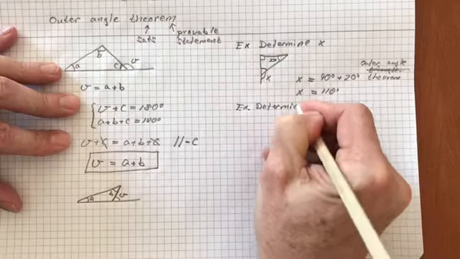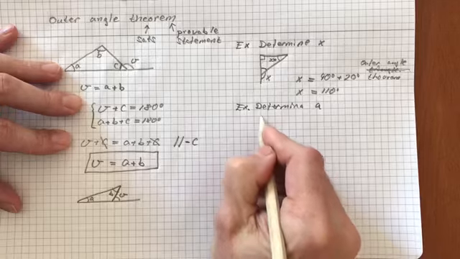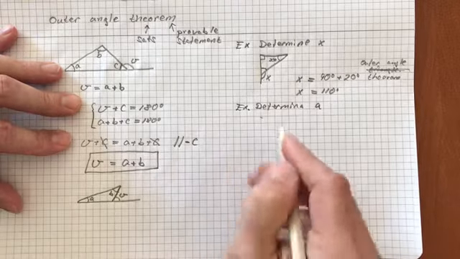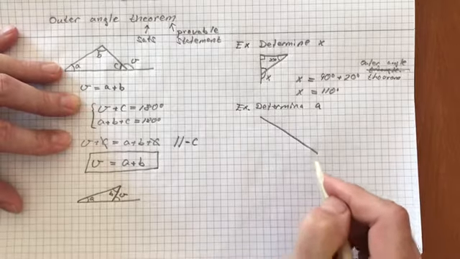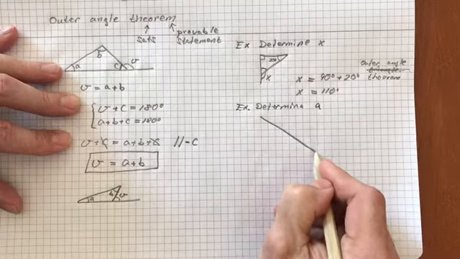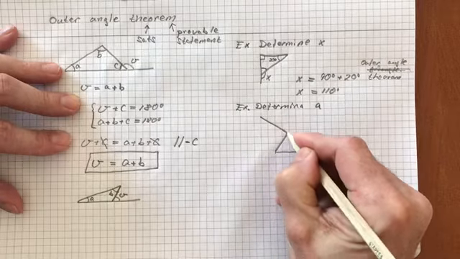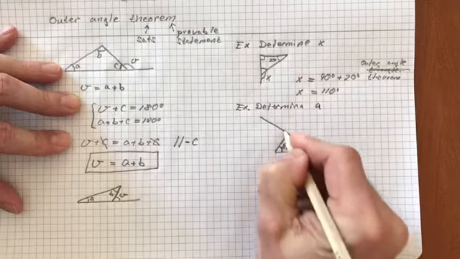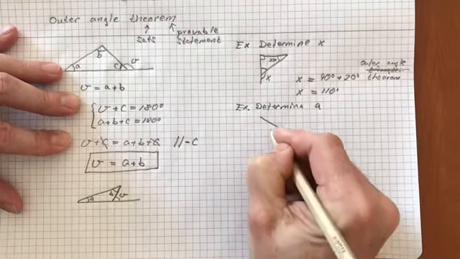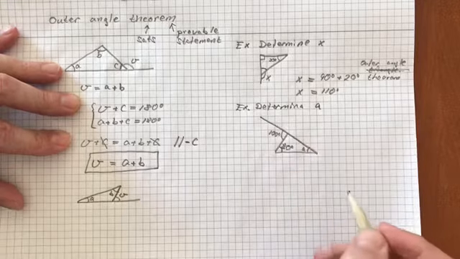Okay, let's look at this example. Determine a. So I draw a triangle like this. So this is 80 degrees. This is 100 degrees, and you have an angle a inside here.